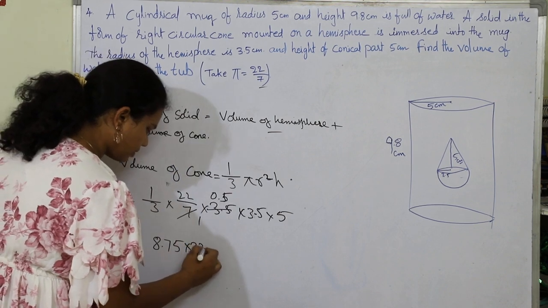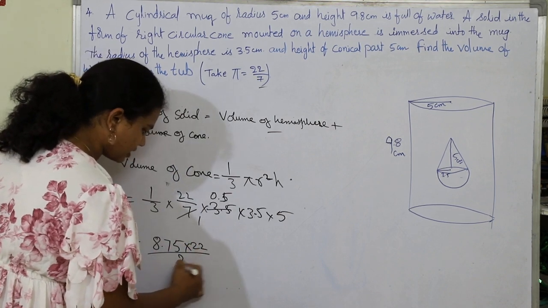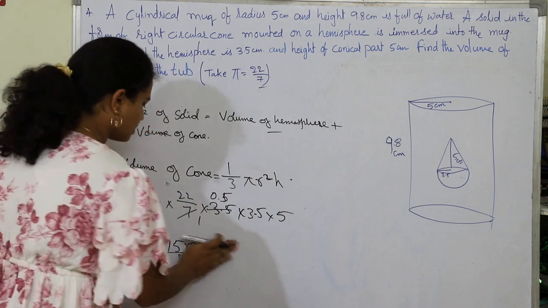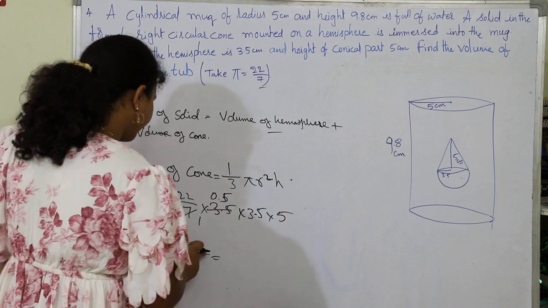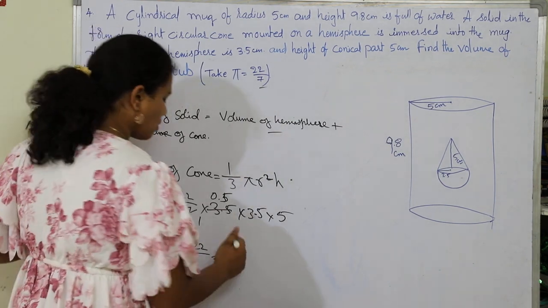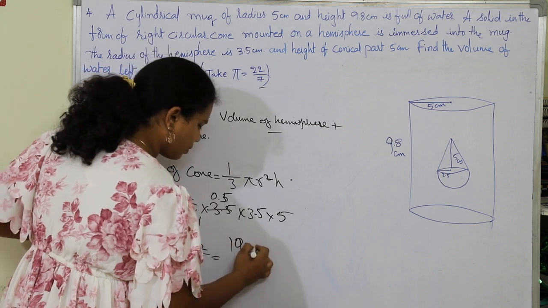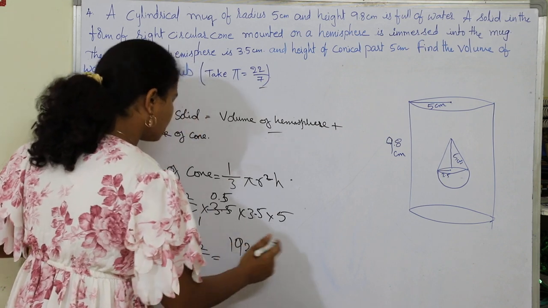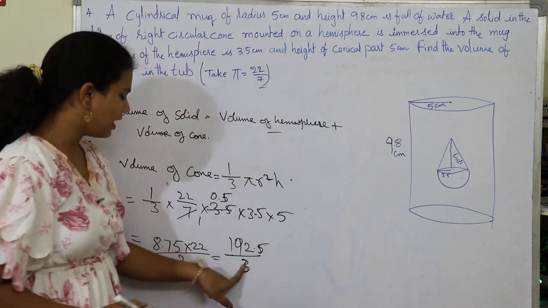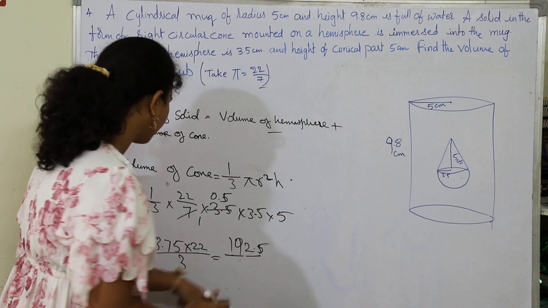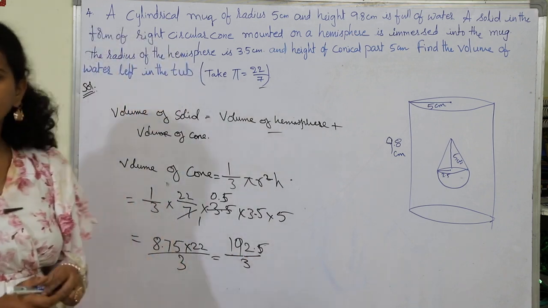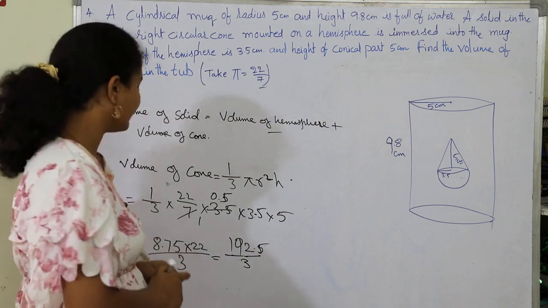So this gives 22 by 3 as over here 3. Let it be first 8.25. This gives 192.5. Okay, 192.5 by 3. I got the value where the volume of cone equals 192.5 by 3.